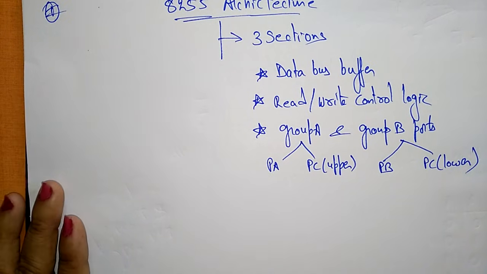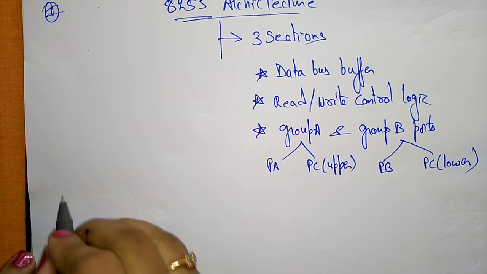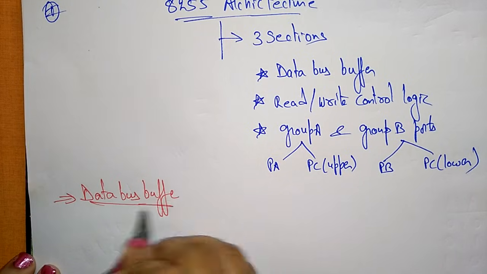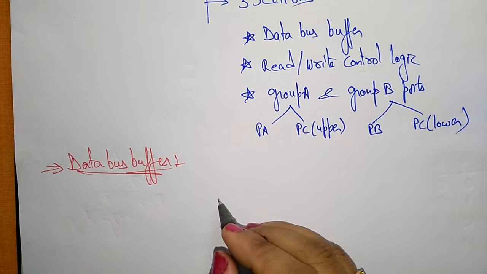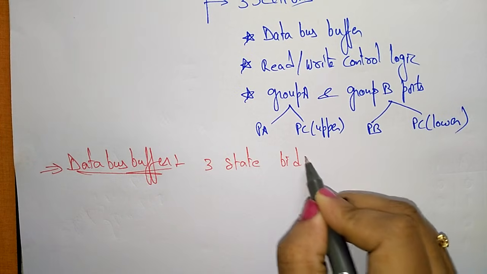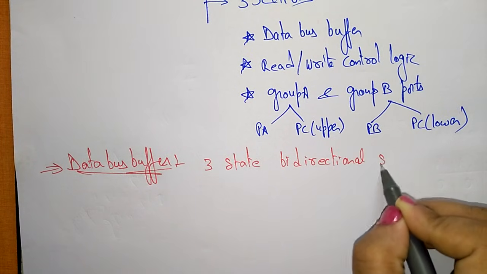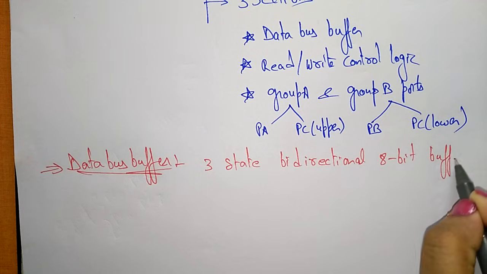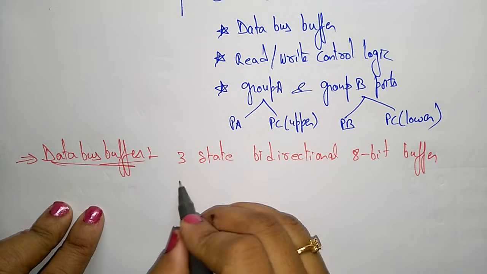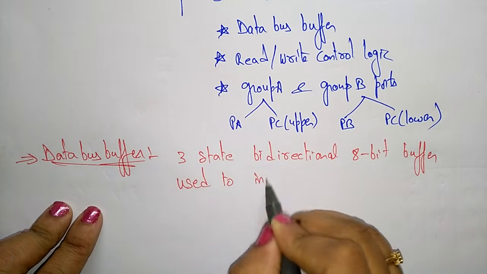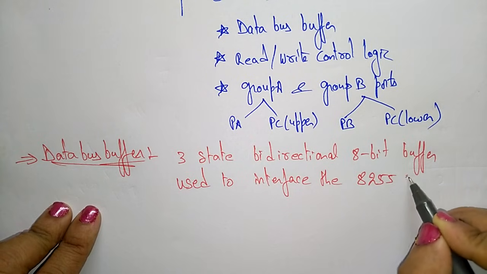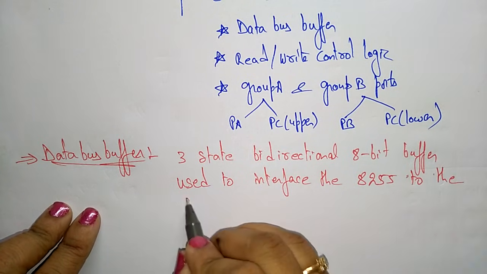So now let us see what this data bus buffer is. This data bus buffer is a 3-state bidirectional 8-bit buffer, which is used to interface the 8255 to the system bus.